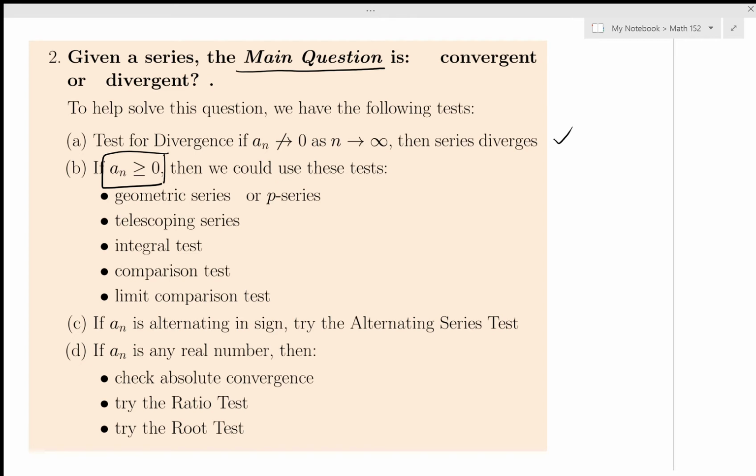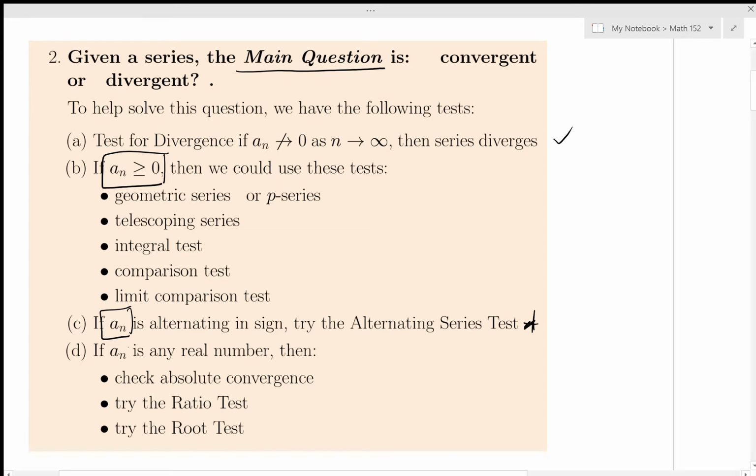If the terms of the series are alternating in sign, then we could use the alternating series test. This one is easy to use. So if you see an alternating series, usually the alternating series test is going to be the way to go.